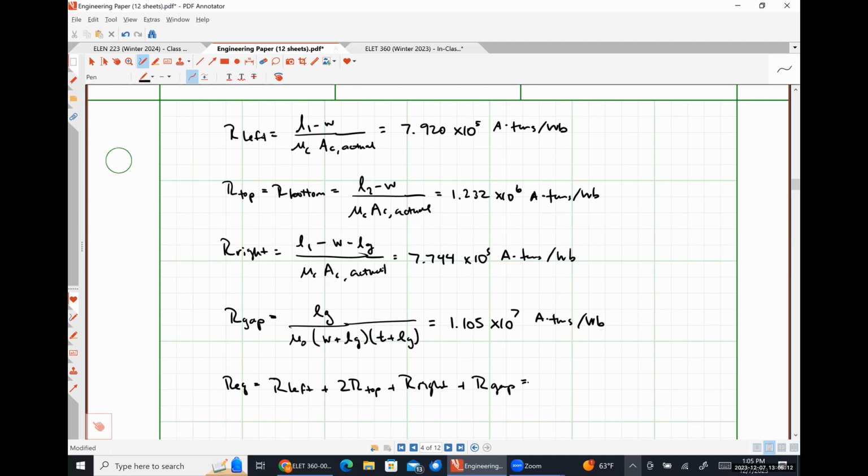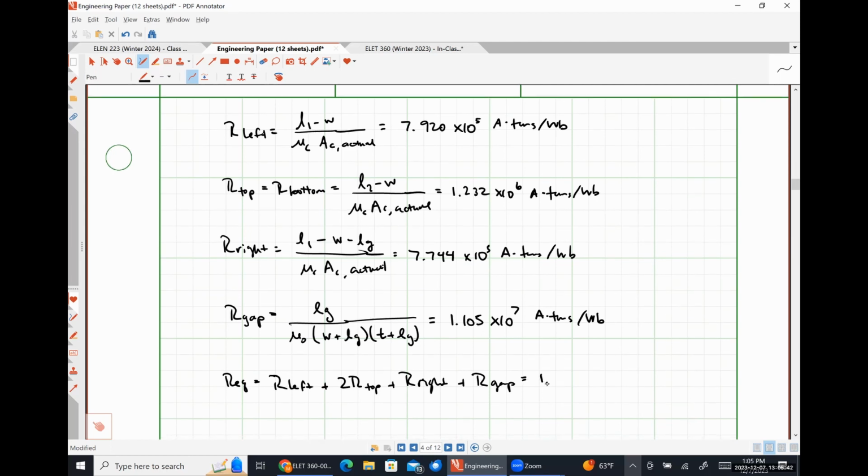So let's see, 7.920 times 10 to the 5, plus twice 1.232 times 10 to the 6, plus 7.744 times 10 to the 5, plus 1.105 times 10 to the 7. That's 1.526.